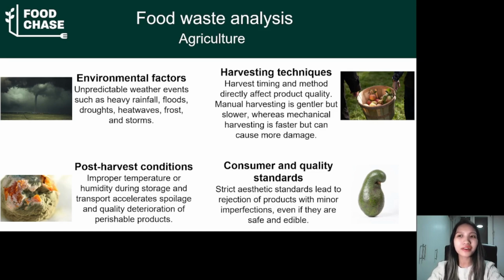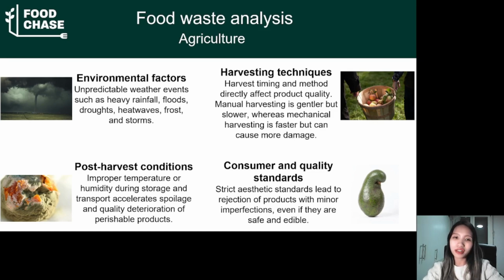Harvesting technique can have a huge effect on the quality of the product, because manual harvesting is gentler but it's slower, so it can cause the overmaturation of the fruit, for example. And mechanical harvesting, in contrast, is faster, but it can cause more damage, physical damage in particular.